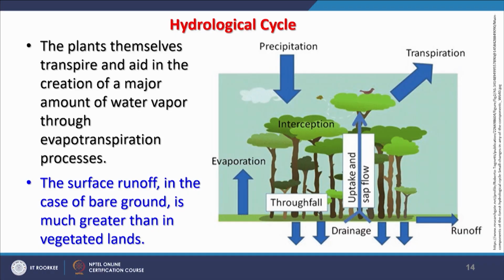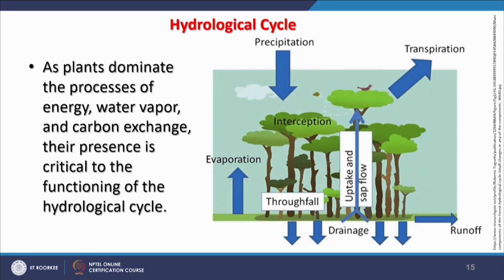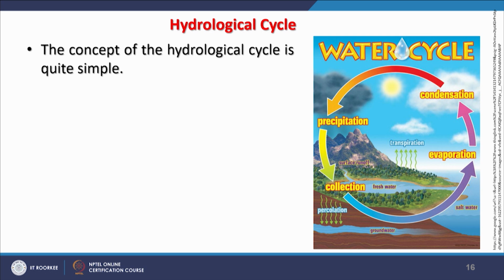So, surface runoff in the case of bare ground is much greater than on vegetated lands. That means we need more vegetation to intercept the precipitation, to hold the water or delay the surface runoff, and that will allow the soil to become saturated with water. And if the soil becomes saturated, that will allow water to go downward through infiltration, percolation, and finally to groundwater recharge. As we know, plants dominate the processes of energy, water vapor and carbon exchange. That is another very important component, not directly related to the hydrological cycle, but important for survival on the earth. Carbon exchange also plays a very important role, and their presence is critical to the functioning of the hydrological cycle.